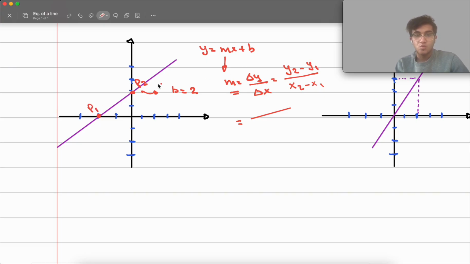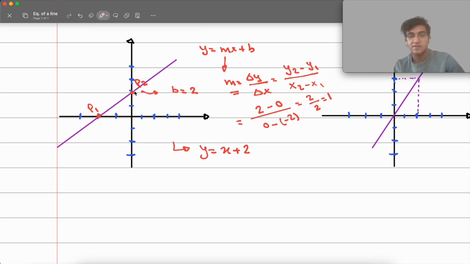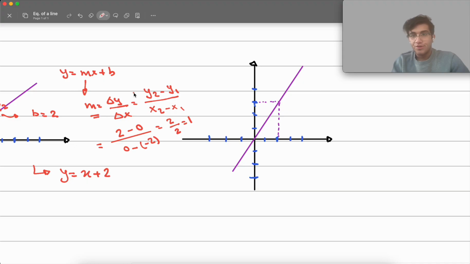So for point 2, its y coordinate is 2 minus the y coordinate of point 1, which is 0, and the x coordinate of the second point is 0 minus the x coordinate of the first point, which is negative 2. So in total it's going to be 2 over 2, which is 1. Now I can write the equation of the line as x plus 2, because m is 1, so I can just ignore it, and b is 2 because the y-intercept is 2 and the line crosses the vertical axis at point 0, 2.